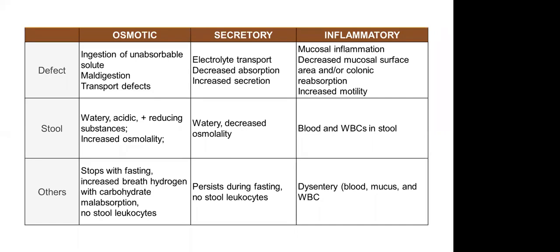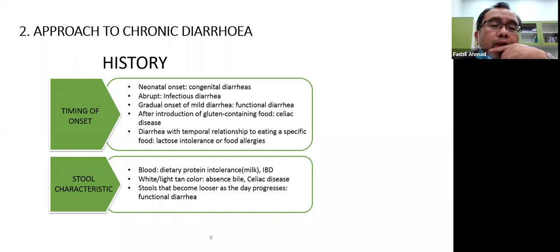As compared to secretory, which will persist even after fasting. And usually inflammatory will have blood or mucus and white blood cells in the stool. So that is one of the differences, and you can differentiate between these. There are more, but you should include this one. You can look at this table later.